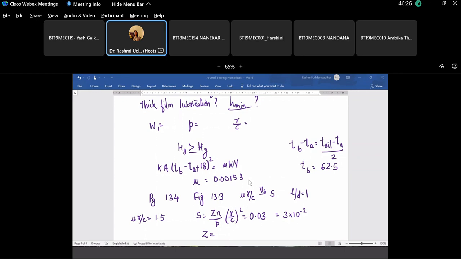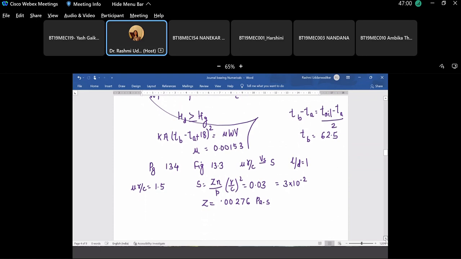Value of Z. Somebody please confirm. 2.76 seems to be correct. Here, 0.00276. This seems to be correct. This is 0.00276 Pascal second.